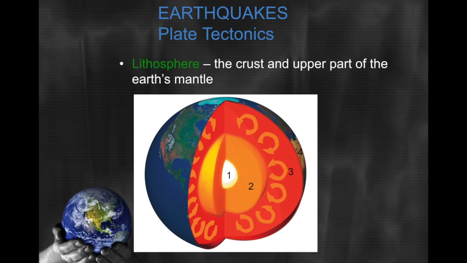So, as we remember, the lithosphere is the crust and upper part of Earth's mantle, okay? And here we have the parts labeled. Number 1, which is the innermost area, is the inner core. 2 is the outer core. 3 is the mantle. 4 is the crust.